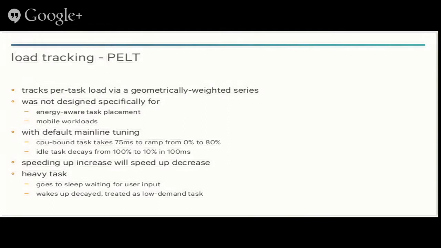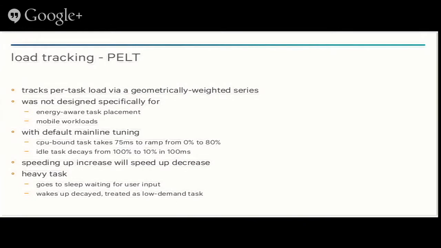So when you have a task that consumes 80% of a CPU, we consider it to be too big, and it needs to be up-migrated to a larger CPU. So that number is not a coincidence, and taking 75 milliseconds to realize that you need to leverage the big CPU is not going to be acceptable.